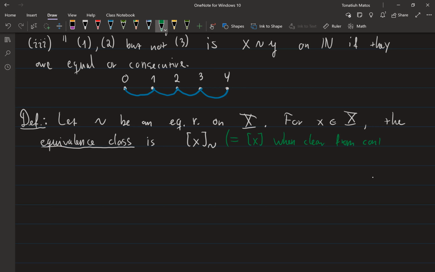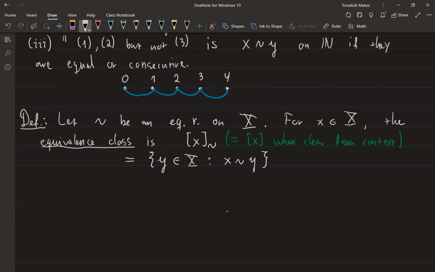What does clear from context mean? It means if in the entire discussion there's only one equivalence relation, then I don't really need to specify which one, because there's only one. There's no risk of confusion. But for some exercises, which I don't think will come up ever in this course, we might be talking of two different equivalence relations at the same time. And then, of course, having this subscript to distinguish the sets is necessary. Okay. So what is this set? This set is simply defined as the set of all y's in X that are related to x.